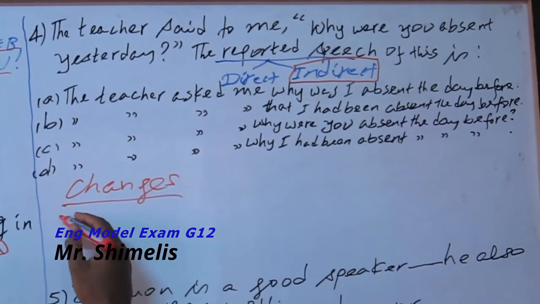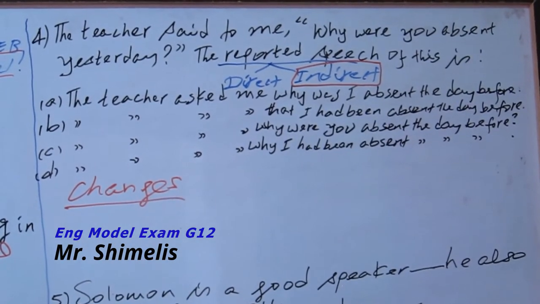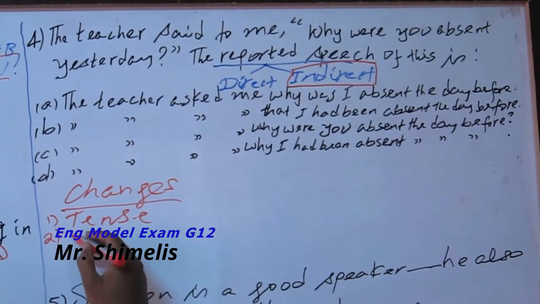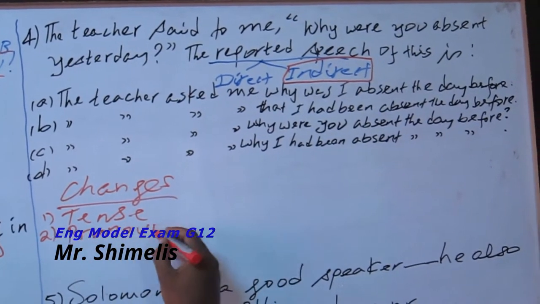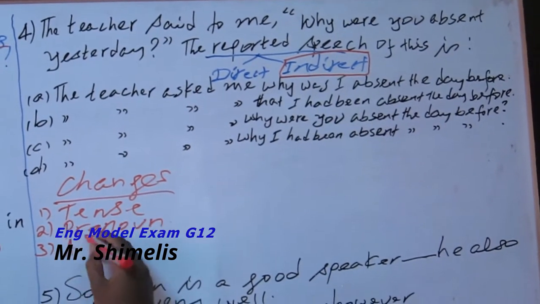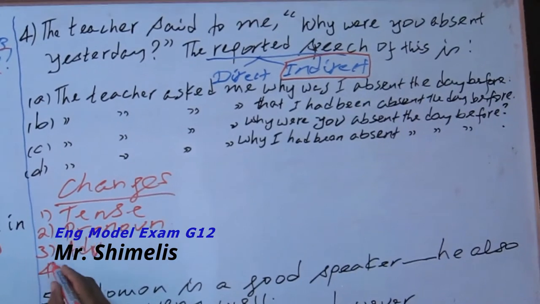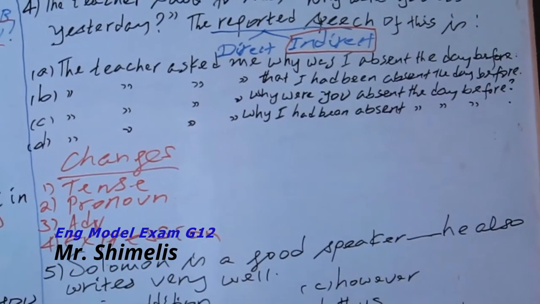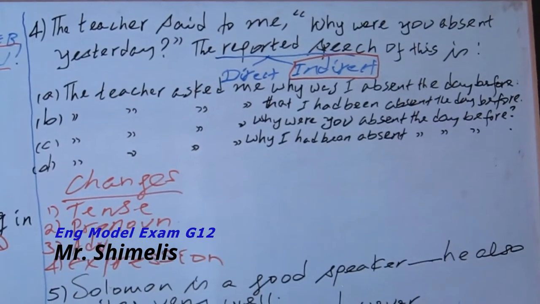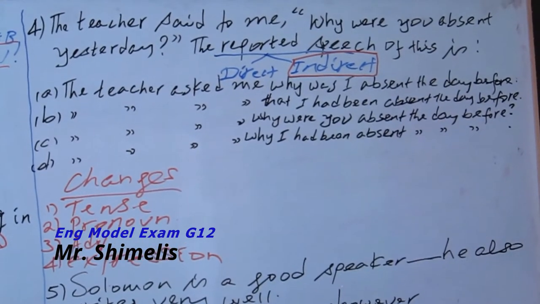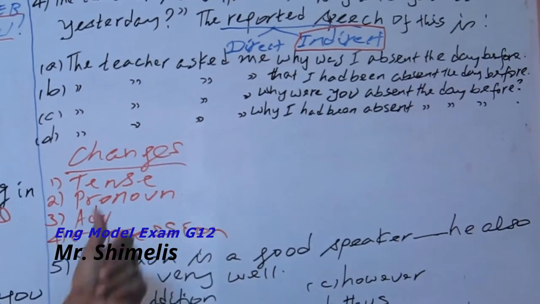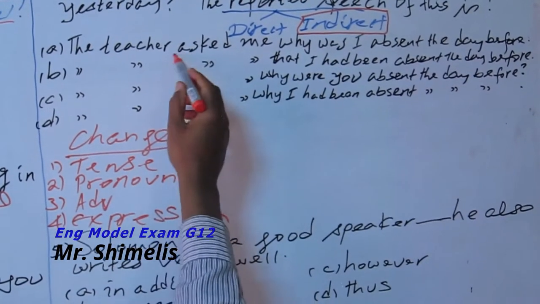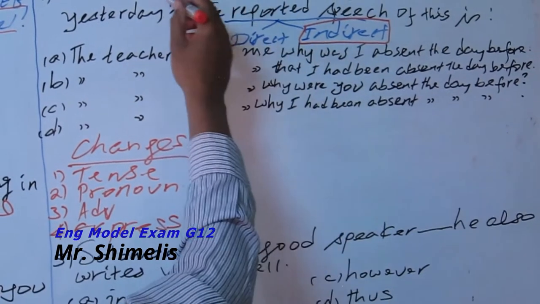There are about four expected grammatical changes. The first one is tense. The second one is pronoun. The third one is adverb. And the fourth one is expression change. Now, the question is, do we always apply a tense change when we report? The answer is no. We don't always apply a tense change, because to apply a tense change, the first thing that we have to consider is the reporting verb, the verb in the reporting clause.